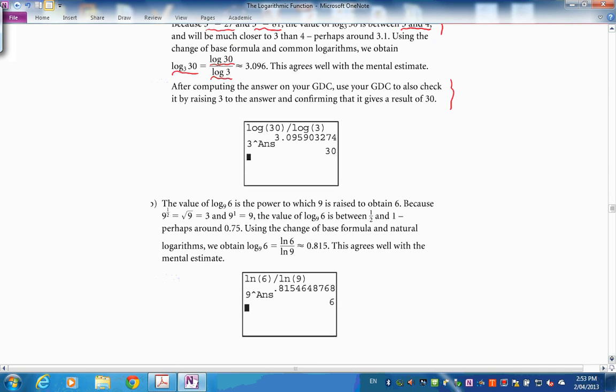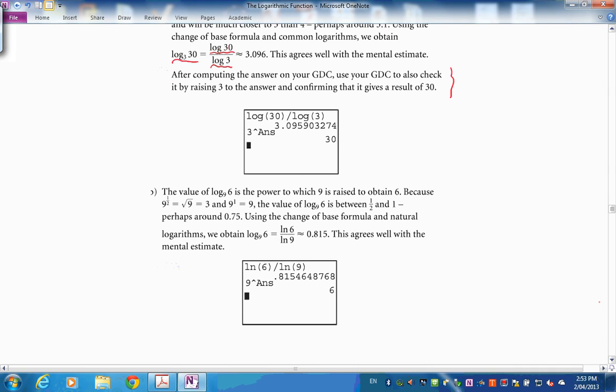Okay, so let's come down here for part B. Log to the base 9 of 6. Power you raise 9 to obtain 6. Let's do it. Log to the new base 9 of 6 is, let's use ln, that's on the calculator, the log of the number divided by the conversion factor, log to the base e of the new base.